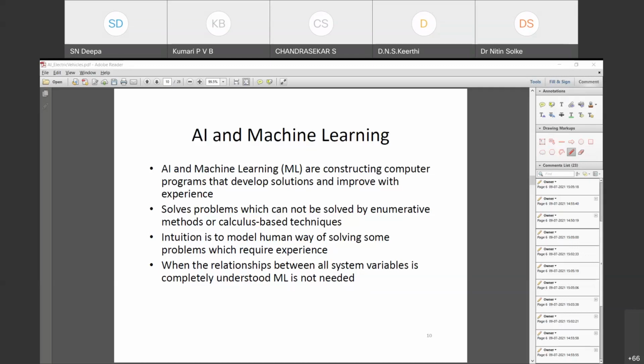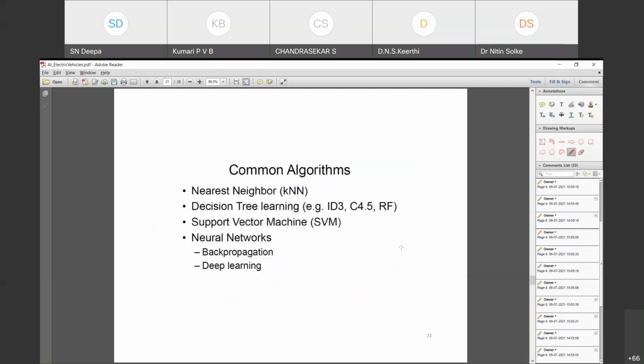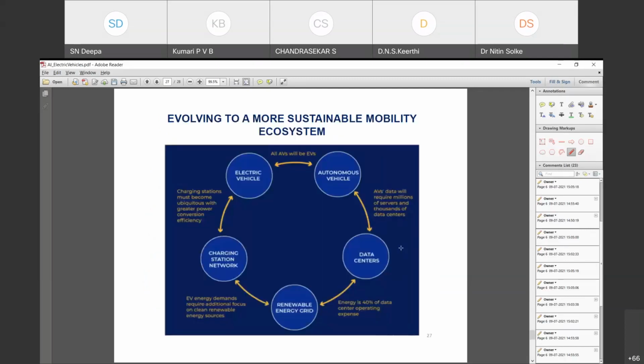So like that, all these artificial intelligence modules can be used for predicting how long the battery can stay, how much energy it requires for further movement. Based on this, how the driving cycle can be controlled in an electric vehicle. So all this can be carried out here.